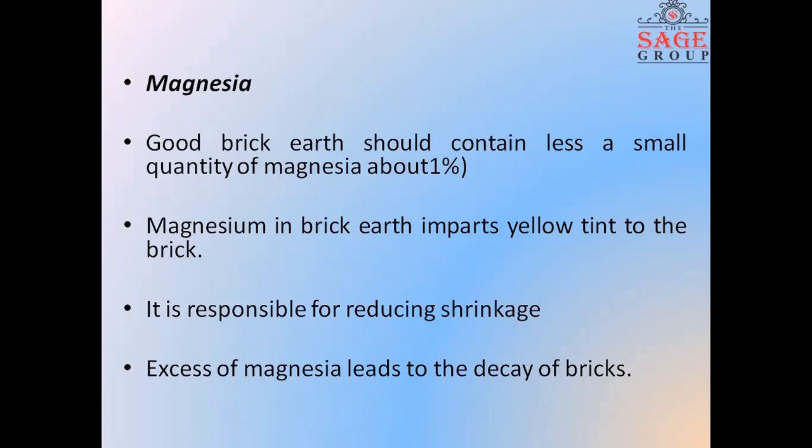Then let's come to the manganese, which is present in less than 1%, and it imparts a yellow tint to the brick. It is responsible for reducing the shrinkage.